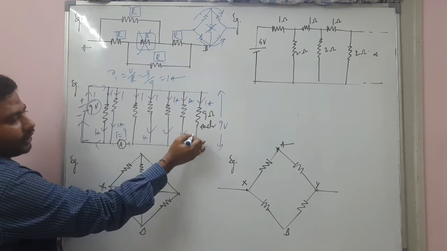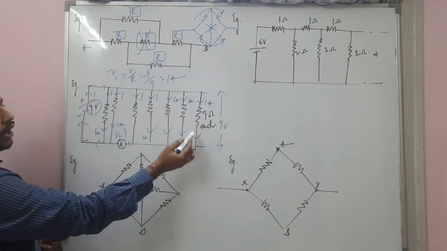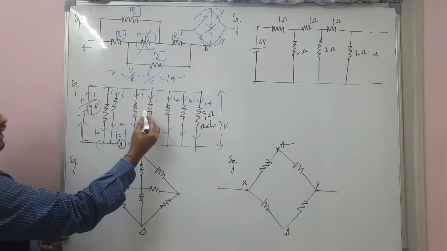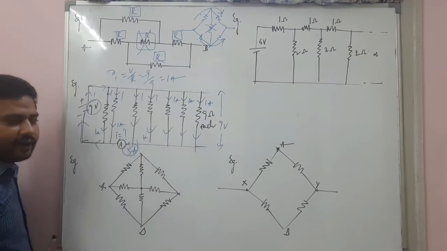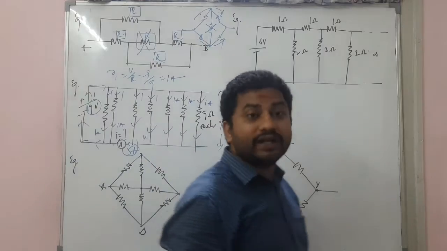This 1 ampere, this 1 ampere, this 1 ampere, like that. 1, 2, 3, 4, 5. So total, the reading in this ammeter is 5 amperes. I hope you understand.